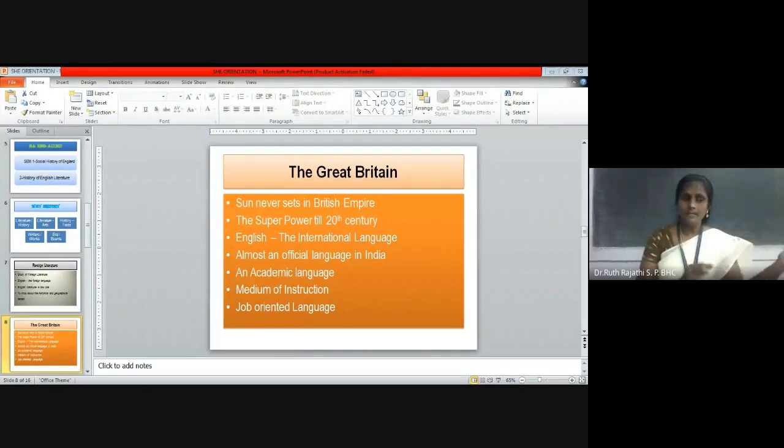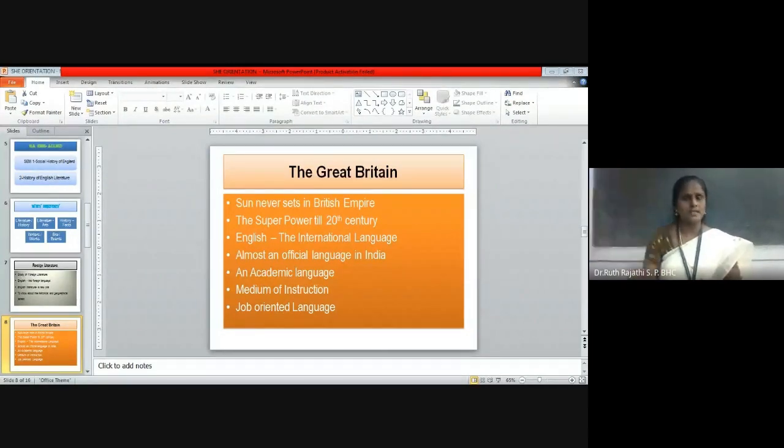And when talking about the language English, it's interesting to understand that English is an international language, and especially in India, it is almost the official language, and also the academic language, right? We talk about English medium schools, and parents and elders are very much concerned to put their kids where? In English medium schools, right? Why? Whether we like it or not, we are supposed to know English. This is the medium of instruction in India.